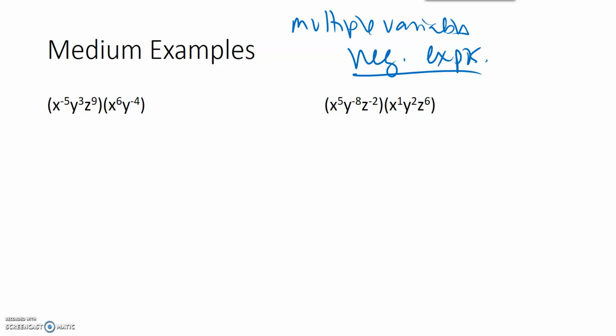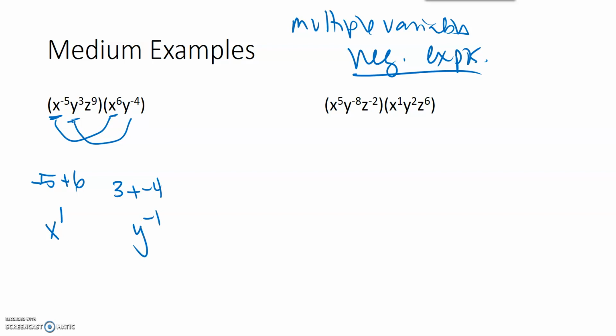Okay? So we're bringing in that idea from the last set of problems. I'm going to do the same thing I was doing before. I'm going to identify things that have the same base, the same variable. I'm going to add their exponents together. So here I'm going to do negative 5 plus 6, which is 1. I have x to the first. Now I have my y's. Okay, I have 3 plus a negative 4. Well, that's really y to the negative first.